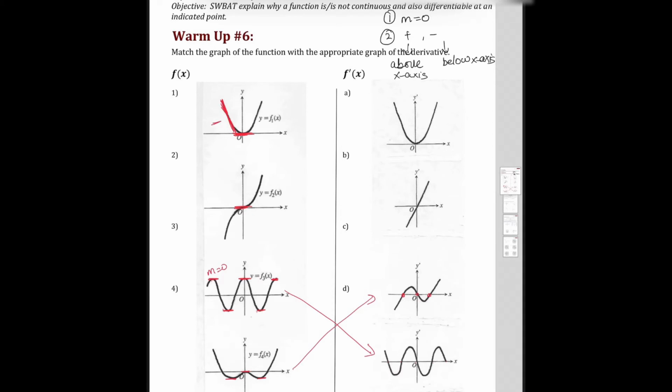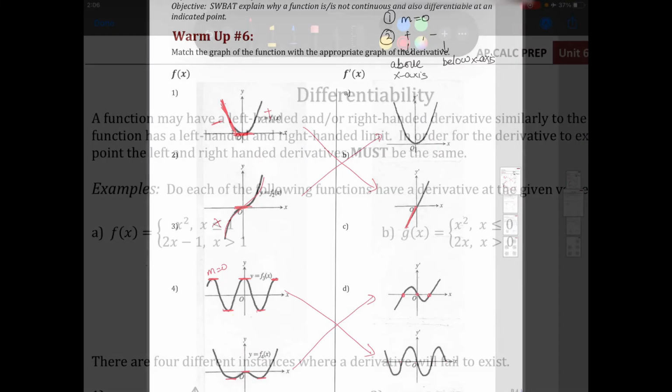From here, if I read my graph, this is what? Decreasing, and this is what? Increasing. Look at this graph. It's increasing all the way, so it has to be above the x-axis. This whole graph will be above the x-axis, so it is choice A, and this will be choice B. Look here, it starts from below the x-axis, the graph is below, it hits the origin, and then differentiability.